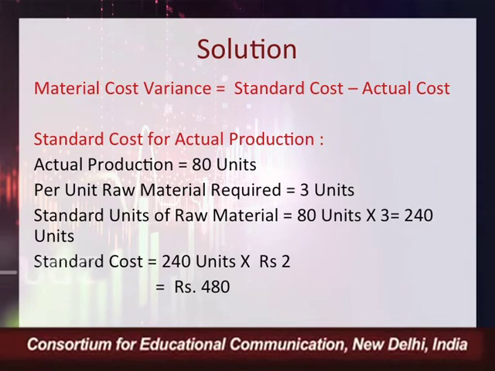Once the units are calculated, we'll have to multiply it with the standard price, which is given in the question. 2 rupees per unit, 240 units into rupees 2 is equal to rupees 480. So my dear students, in this way we have understood how to calculate the standard cost for actual output. In most of the numerical problems, we always try to understand whether my student is able to calculate the standard cost for actual output or not.